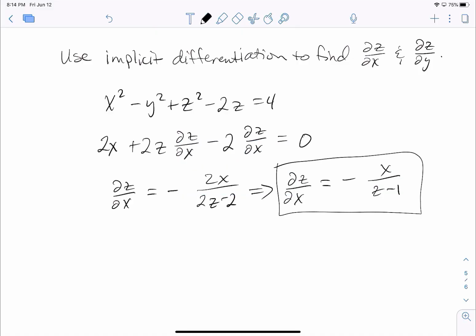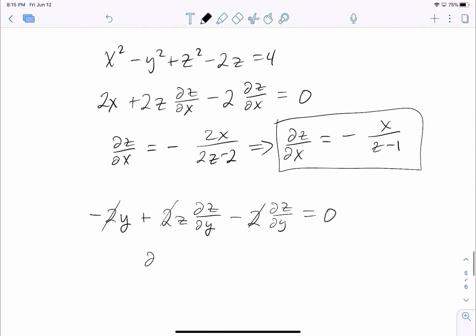Starting with the original equation here, the partial of x squared with respect to y is 0. Negative 2y is the partial of y squared with respect to y, and then we have plus 2z times the partial of z with respect to y minus 2 times the partial of z with respect to y is equal to 0. Here I can see that there are 2's everywhere, so I'm going to go ahead and divide those out now. And the partial of z with respect to y is then equal to y divided by z minus 1.